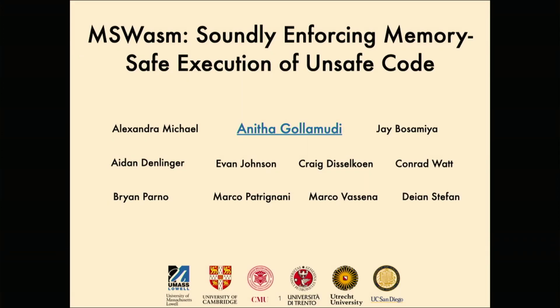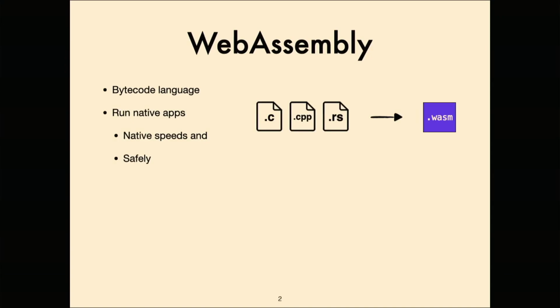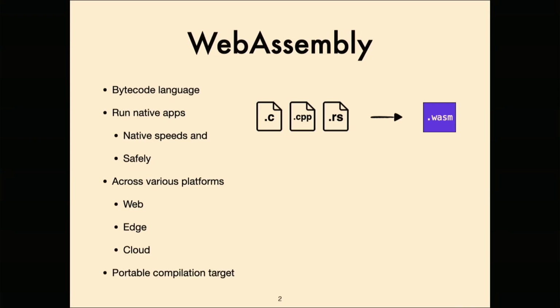Okay, so first, a brief primer on WebAssembly. WebAssembly, or Wasm, is a new bytecode language that is meant to run native apps at native speeds and safely, across various platforms such as web, edge, and cloud. It is designed as a portable compilation target, and a majority of the Wasm code in existence today has been compiled from high-level languages such as C, C++, and Rust.